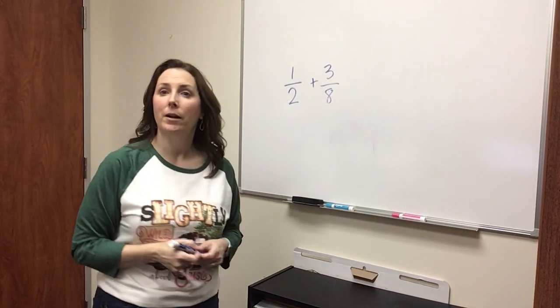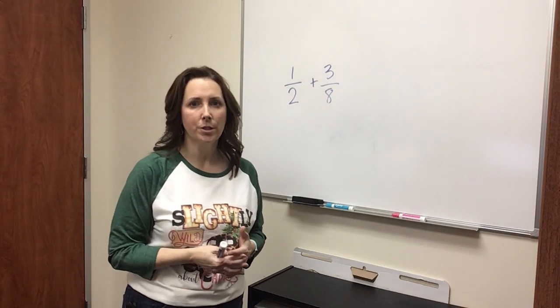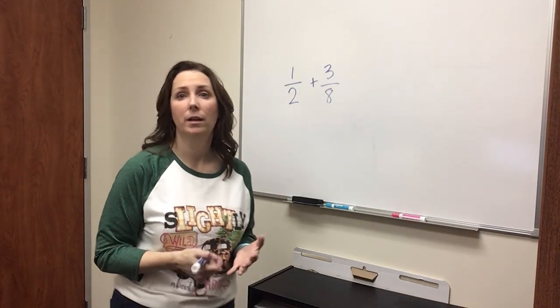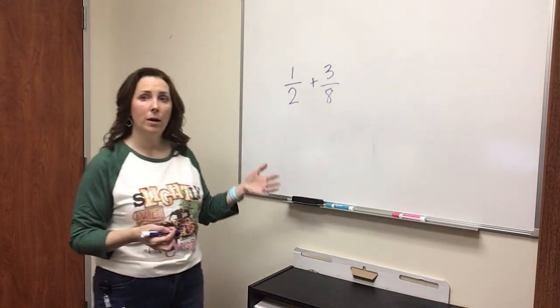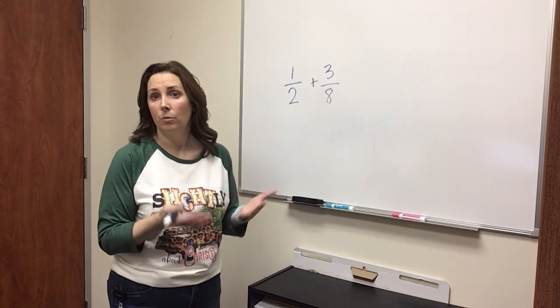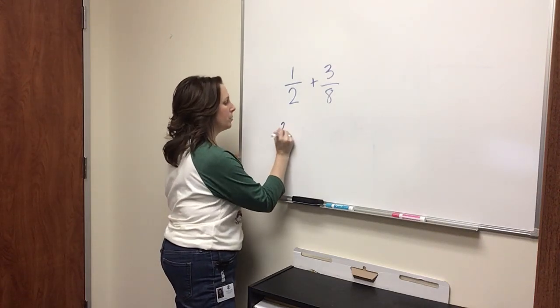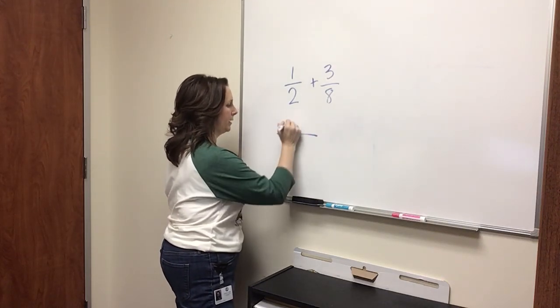Let's talk a little bit about how to find common denominators. We talked about a few different methods at our C&P, and I want us to look at those today. So one of the methods we talked about was listing the multiples of the two denominators to find which ones they have in common. So let's list our multiples of 2 and 8.